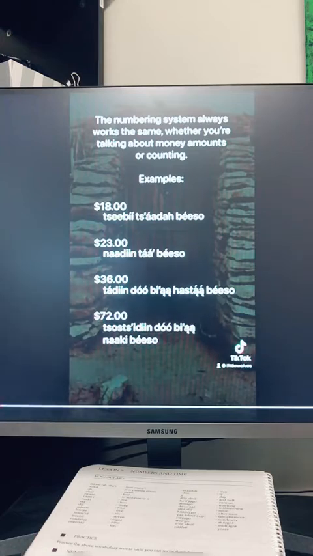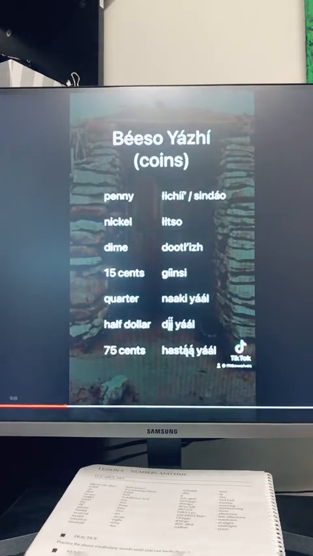Okay, peso, coins. Okay, so we have the penny. And the penny can either be called lechi or sandao. Again, that's used depending on where you're from. Some people use lechi, some people say sandao, some people use them interchangeably.